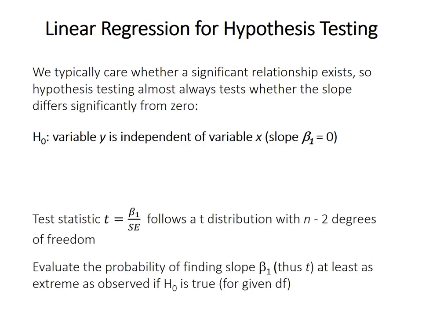So I won't go into a lot of detail, but briefly, the test statistic, the coefficient beta 1, is converted into a t-value by dividing this slope by the standard error, and that value follows a t-distribution with n minus 2 degrees of freedom. So that tells us what to expect if the null hypothesis is true, so we can then evaluate the probability of finding a slope at least as extreme as observed, if the null hypothesis is true, the null hypothesis being that the slope should be zero.